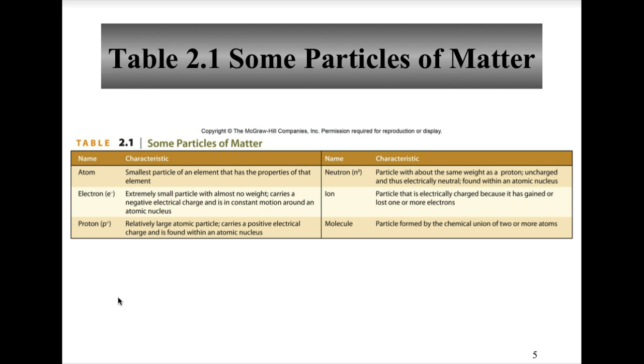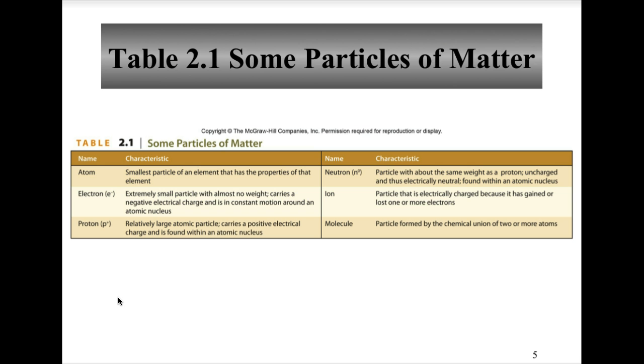And inside the atom, there are two basic types of subatomic particles that have an actual charge. We have the electron and the proton. The electron is the extremely small particle with almost no weight. It carries a negative electrical charge and is in constant motion around the nucleus of that atom. Then you have the proton, represented with a P+. That's a relatively large atomic particle, and it carries a positive electrical charge and is found within the atom's nucleus.